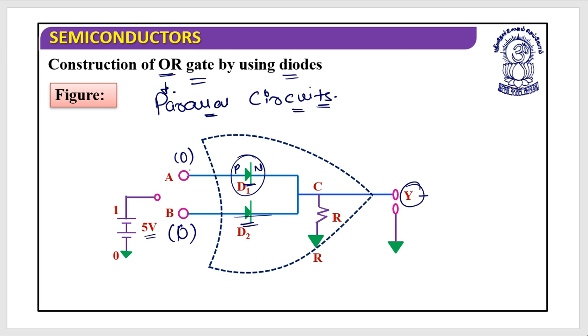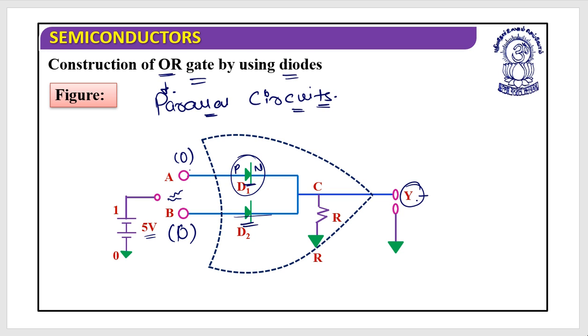When both of these are disconnected, it means that the circuit is not connected, and if the circuit is not connected, that means current is not flowing, and no bulb will glow if I have connected a bulb over here. I hope this is clear. Is it clear? OR gate.